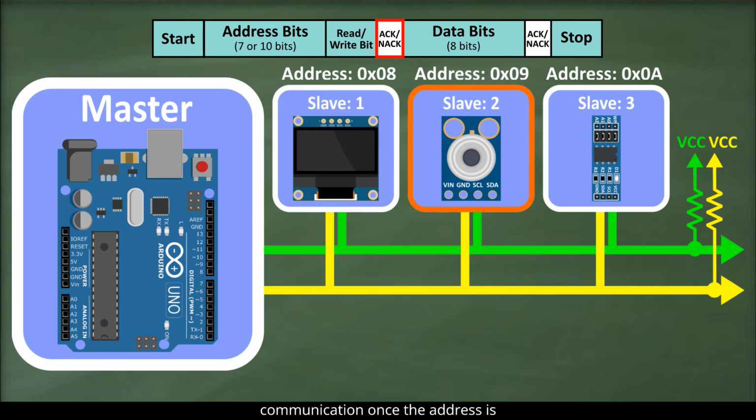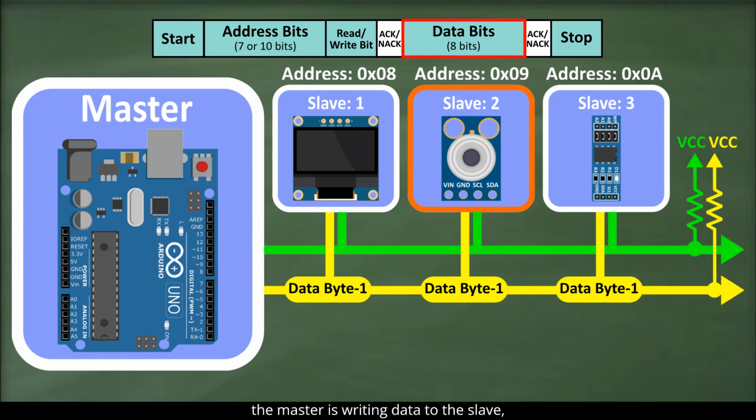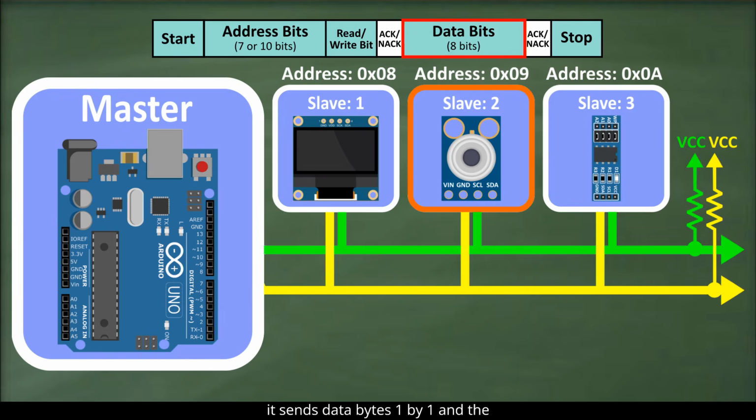Once the address is acknowledged, data transfer begins. If the master is writing data to the slave, it sends data bytes one by one, and the slave acknowledges each byte. If the master is reading data, the slave sends the data bytes, and the master acknowledges each one. After the final byte, the master sends a not acknowledged bit to signal the end of the transfer.